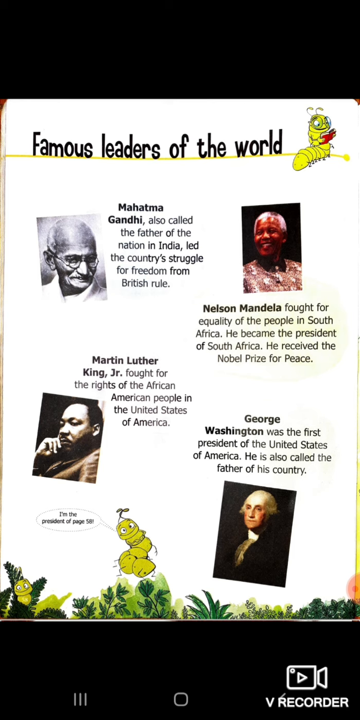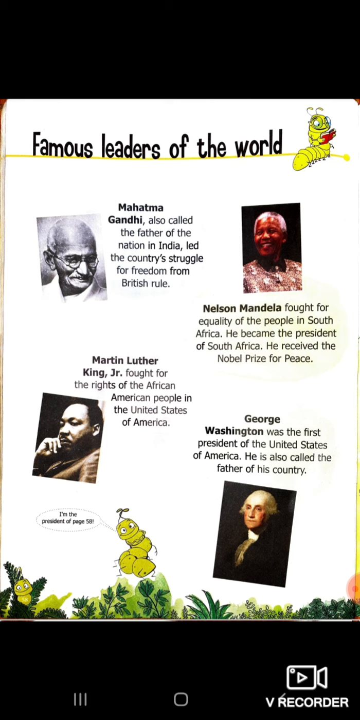Now look at the last picture. This picture is of George Washington. George Washington was the first president of the United States of America. He is also called the father of his country. So children, you have to remember that he is the first president of USA, and he is also called the father of his country, means USA. Like in India, Mahatma Gandhi is known as father of the nation, so in USA, George Washington is known as father of his country.